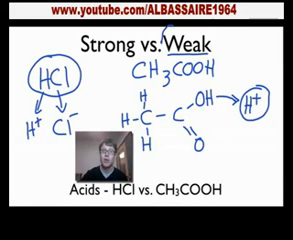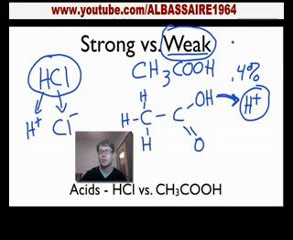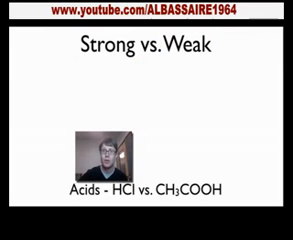Now, why do we call that weak? The reason why is that it's really statistically rare, something like 0.4% of the time, that we lose that H+, if the pH of our acetic acid is pretty low, like 2.4. So even though we may have a pH that's really low, it's rare that we're losing that hydrogen ion, and so that's why we call it weak.